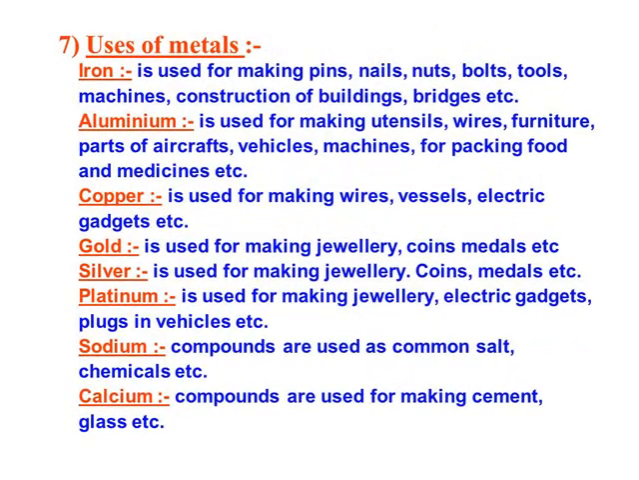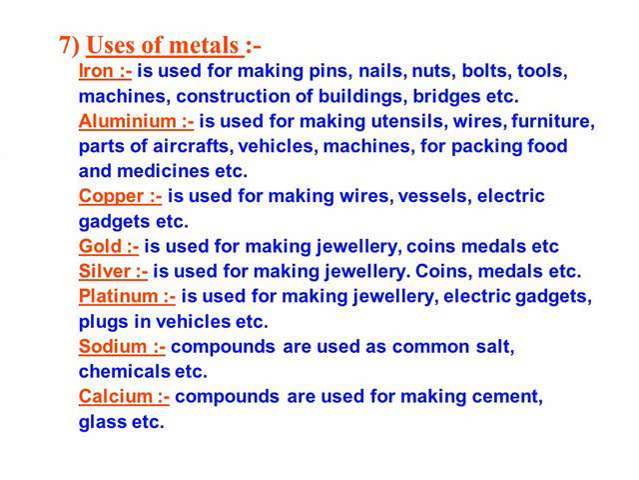Now let us see some of the uses of metals. Iron is used for making pins, nails, nuts, bolts, tools, machines, construction of buildings, bridges, etc. Aluminium is used for making utensils, wires, furniture, parts of aircraft, vehicles, machines for packing food and medicines, etc. Copper is used for making wires, vessels, electric gadgets, etc. Gold is used for making jewelry, coins, medals, etc. Silver is also used for making jewelry, coins, medals, etc. Platinum is used for making jewelry, electrical gadgets, plugs in vehicles, etc.